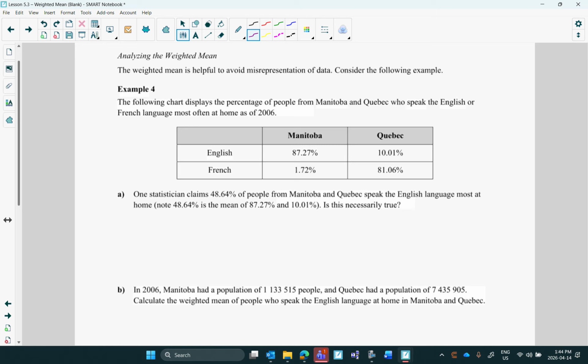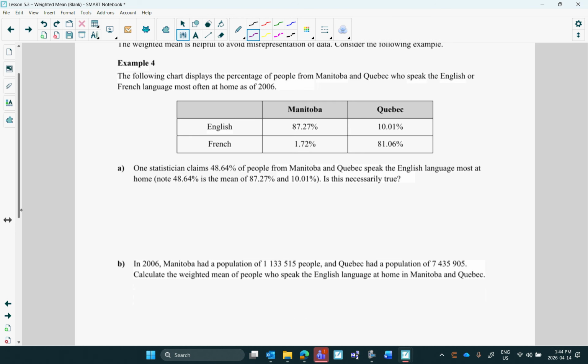In Quebec, however, English is only spoken by slightly above 10% of the population, whereas French is spoken by over 80% of the population. So one statistician claims 48.64% of people from Manitoba and Quebec speak the English language most at home. Note that 48.64 is the average of those two. Okay? Does that make sense?